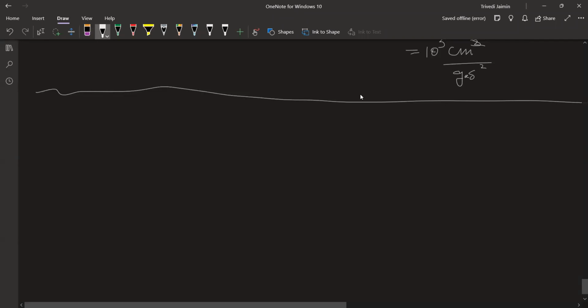So let's start with torque itself. Sir, we did torque as well. It's force into perpendicular distance. So the dimension will be M L2 T minus 2. 1 and 2, minus 2. 2 will be added here. Yeah, minus 2. So surface tension.